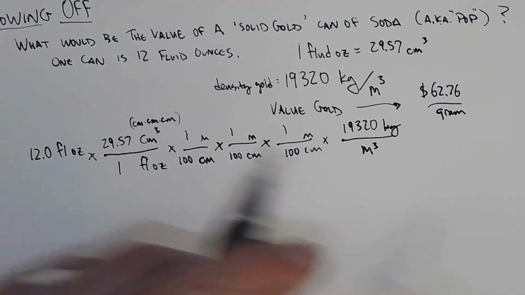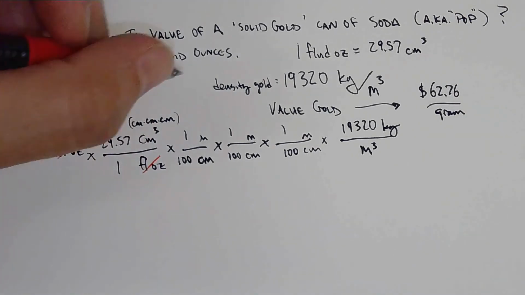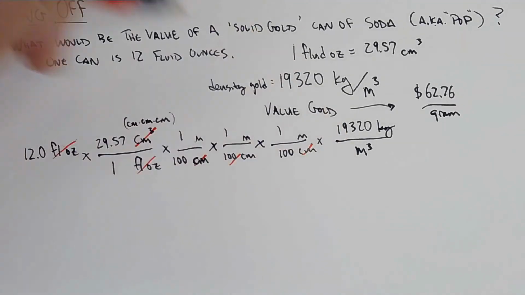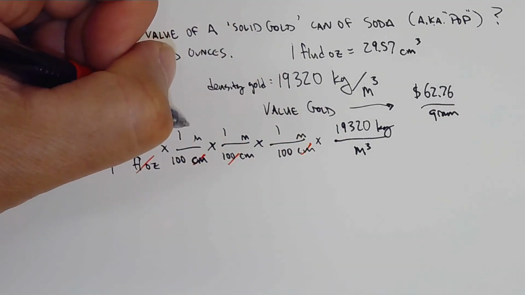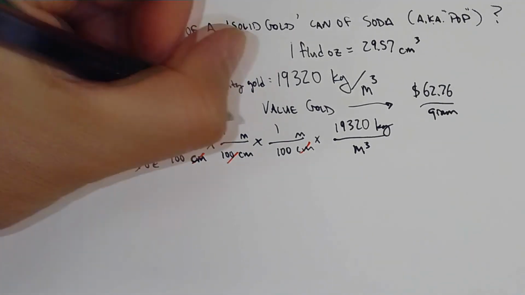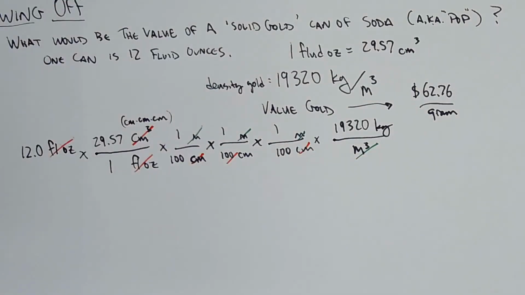Okay, so after this step, fluid ounces have canceled with fluid ounces. Cubic centimeters have canceled out, leaving us with cubic meters. And then cubic meters have canceled out, leaving us with kilograms. So if I was to stop right here, that would tell me what the mass in kilograms would be of a 12 fluid ounce bottle of solid gold.